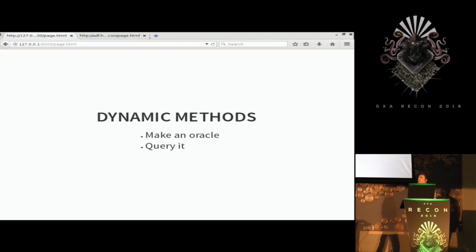So moving on to dynamic methods, and I'm going to have to move really fast because I think everyone wants to go for lunch in 6 minutes, and I know I won't keep you through that. It's basically make yourself an oracle and then proceed to query it until you learn all sorts of interesting things.